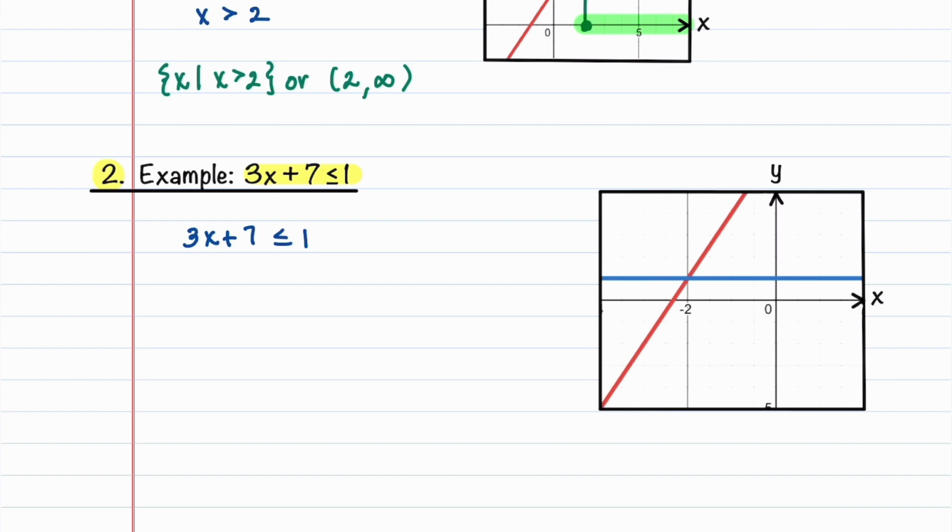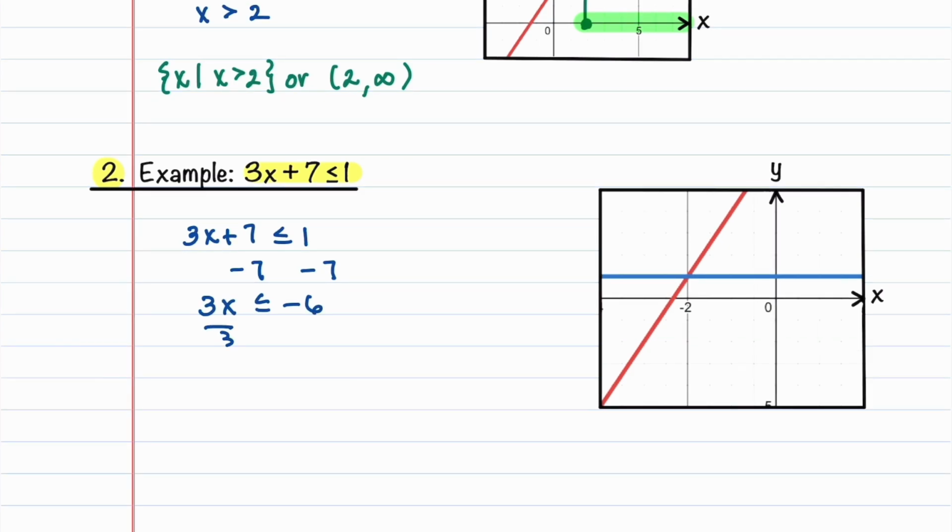Let's pull our constants to the right. So we're going to subtract 7 from both sides. And this gives us 3x is less than or equal to minus 6. Now we need to get x by itself, so we're going to divide both sides by 3. And this gives us x is less than or equal to minus 2.